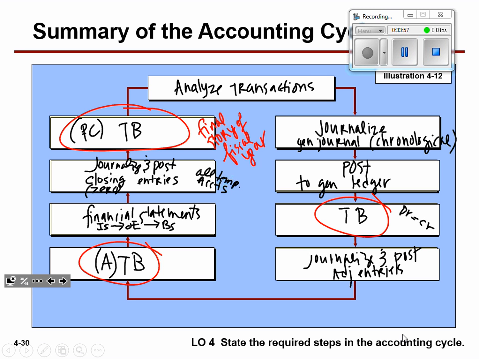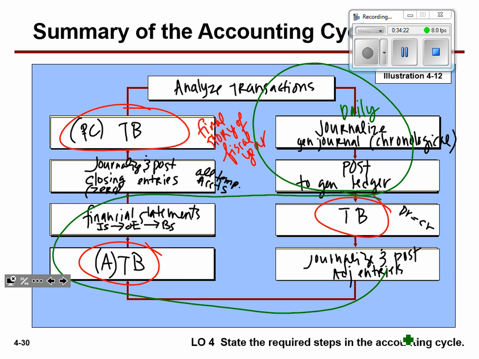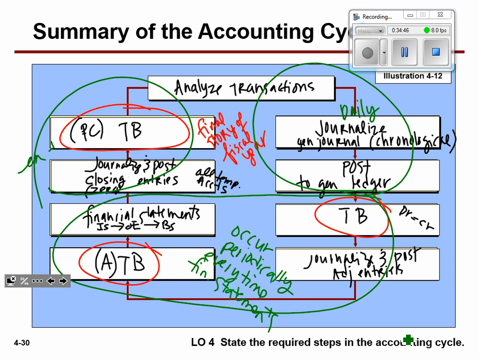I'm going to read to you what the book says. Well, I wanted to do this too. This is nice. These 3 steps happen daily. These 4 steps occur periodically, or every time financial statements are made. Now, if that's only once a year, then they're going to only happen once a year. Maybe it's quarterly, maybe it's monthly, okay? And then these happen every year at the end of the period.